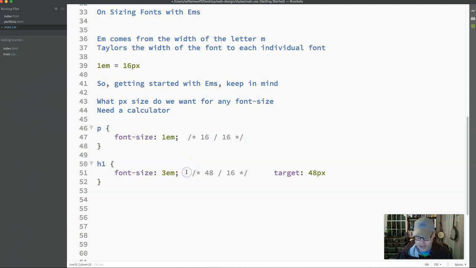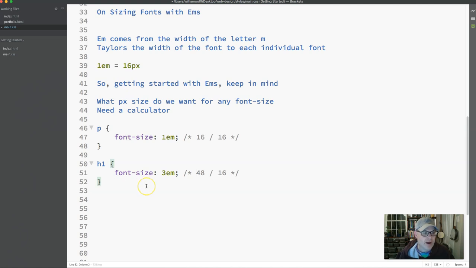And I will leave the math in. We always leave math in when we're calculating our font sizes, because that helps us remember what we were thinking when we put 3EM. If I just left 3EM in there, I would have to do all that calculation again in my head as I'm going through my style sheet. But if I have the 48 divided by 16, I know that my target font size was 48. And I know if I wanted to bump it up, I could bump it up a little bit.